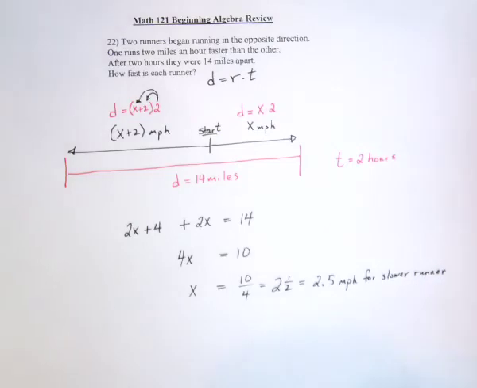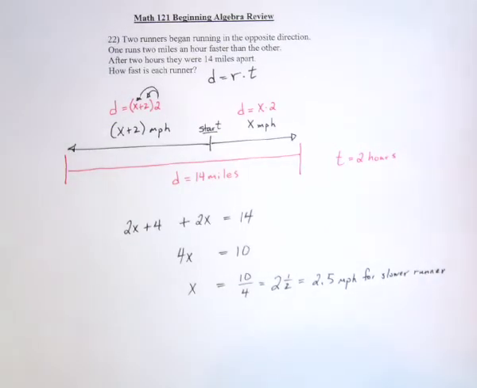Which actually is very slow for running. That's more like walking speed. Maybe they're a speed walker instead of a runner. Or just a really slow runner. Or they stopped at McDonald's, who knows?